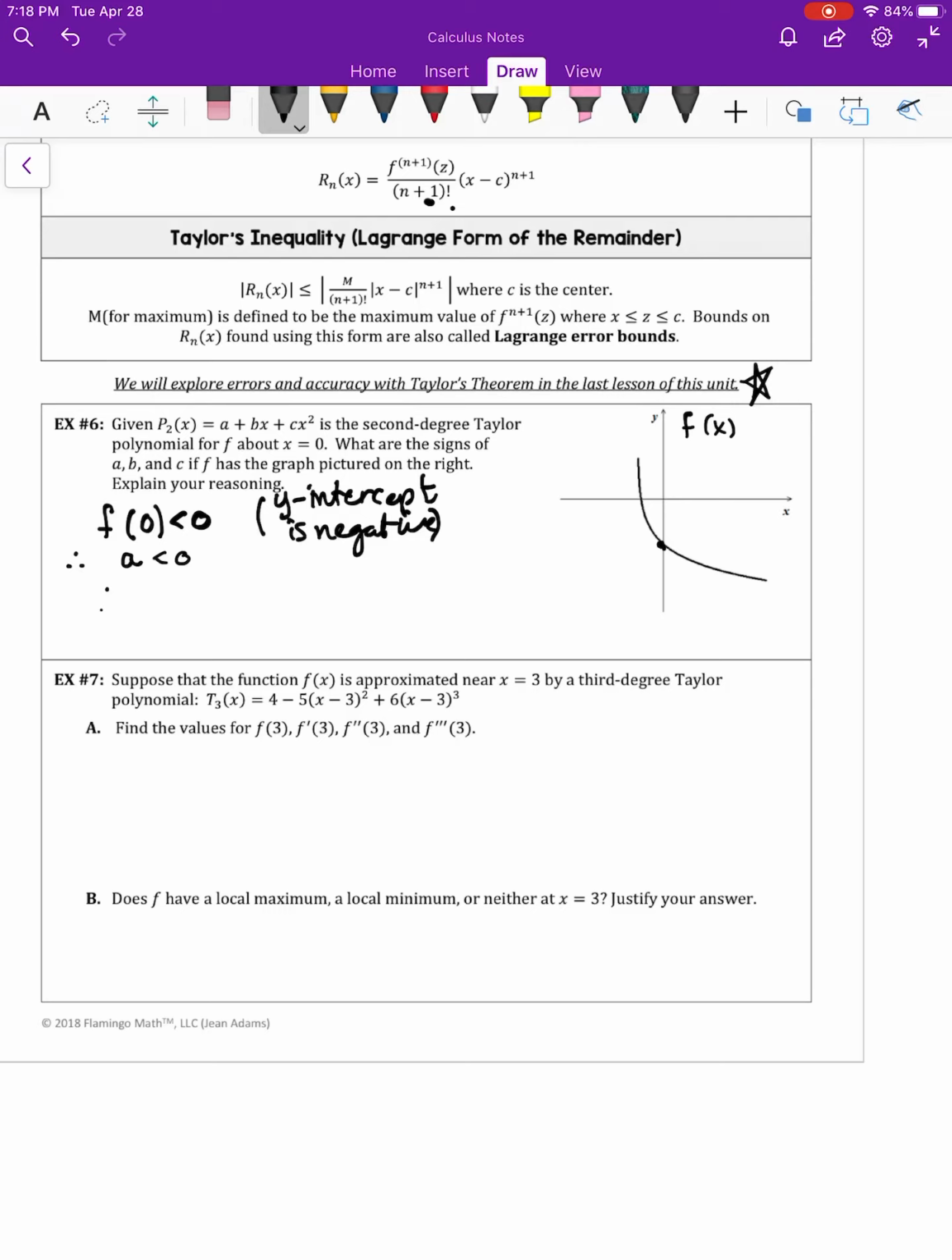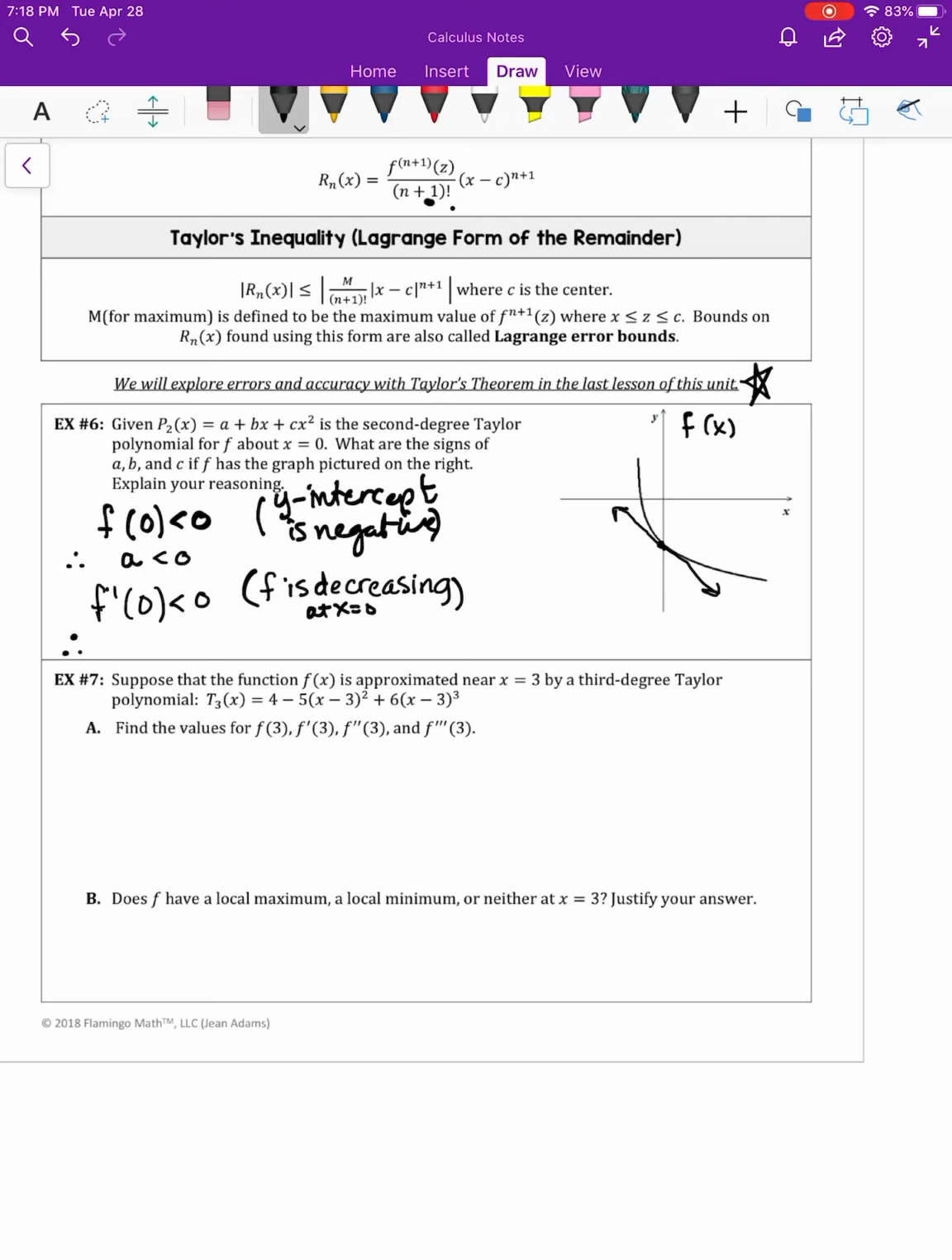And then we want to think about the first derivative at 0. So f prime of 0. If I imagine what the derivative, the slope of the tangent line, would be, it would be negative. Do you see how that is decreasing? So I know that my f prime of 0 is less than 0. And that means that my f function is decreasing, meaning it's decreasing at x equals 0.